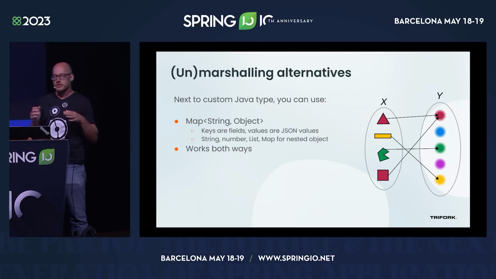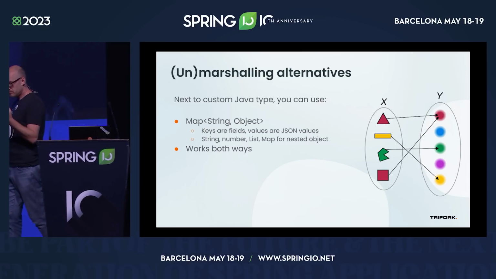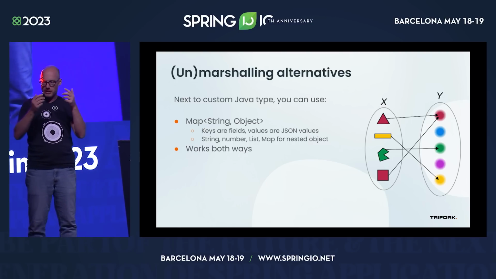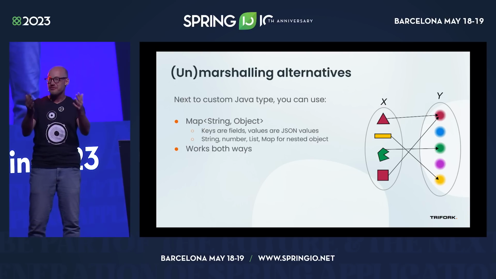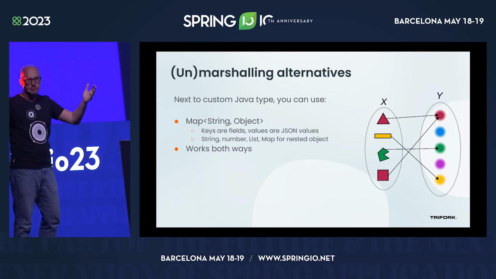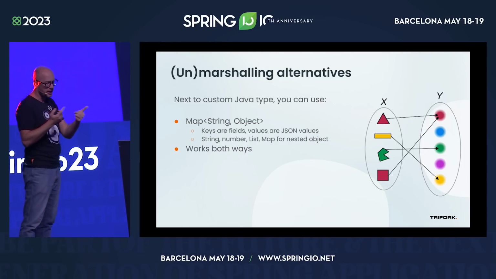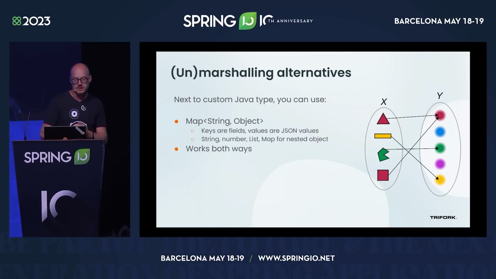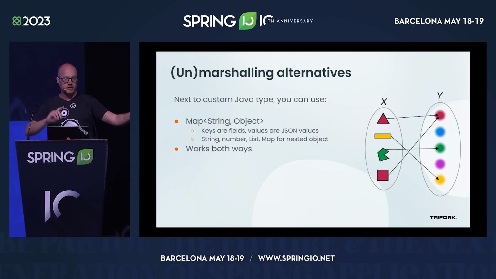For example, with JSON, you can also just use a map. And you can say, I have a map. The keys are strings, and that's just the field name. And the value can be whatever value you have in JSON. It could be a simple, plain scalar value. It could be another object. It could be a list, basically. And this works for both marshalling and unmarshalling.